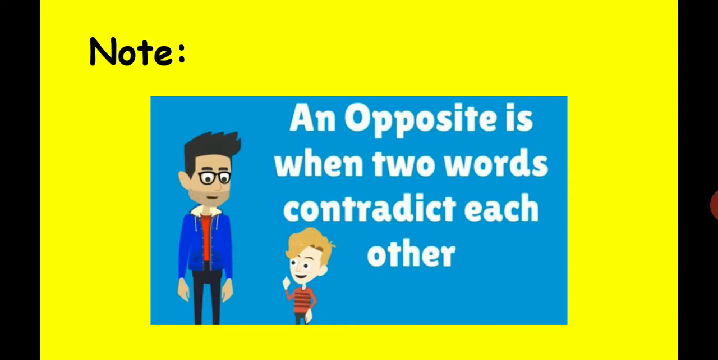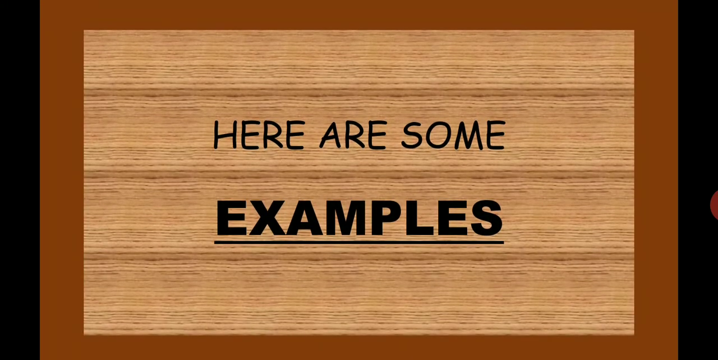Now, I want you to look at the picture. There are two people in it. One is tall and the other is short. That helps you understand what an opposite means. Okay? I have so many examples for you here that will help you understand better. Let's go see more.